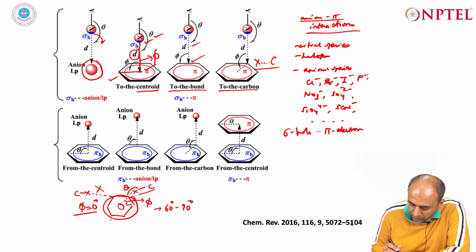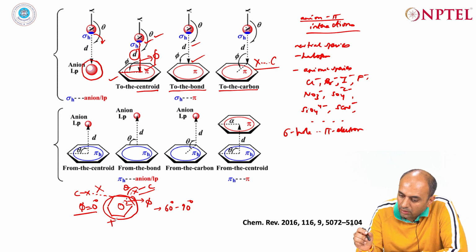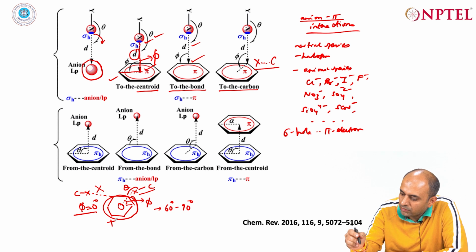Because the sigma framework of the benzene nucleus is positive and the sigma hole is also positive, and that is an electrostatically unfavorable situation. So, the sigma hole can interact with the relatively electron rich regions.